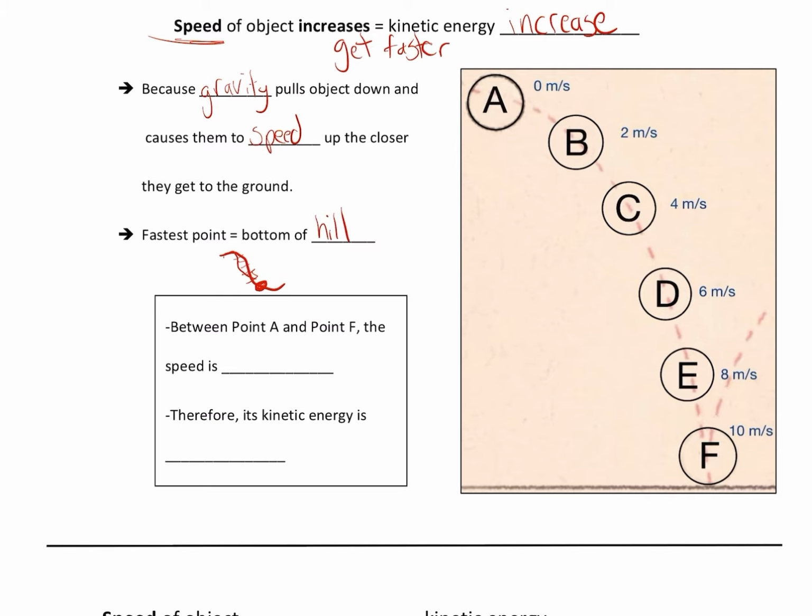And when we look at this picture right here, we are dropping a ball. So we start at A, and it has a speed of 0 meters per second. By the time it gets to F, it has a speed of 10 meters per second. That means that the speed of the ball is increasing. Therefore, its kinetic energy is increasing too.